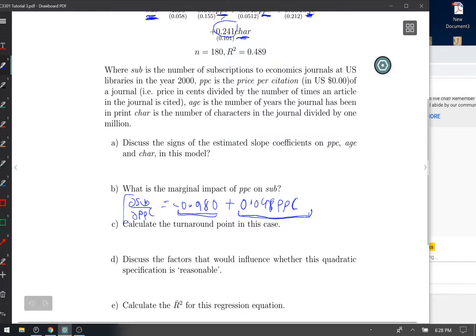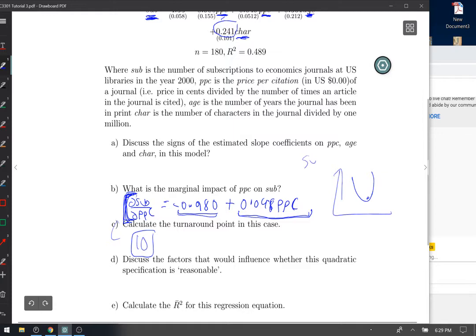It would also say that if price per citation was large enough, eventually the effect of price per citation on subscription would be positive. When this becomes positive, it means that for that level of PPC, the marginal effect of an increase slightly above that is the sign of whatever this is. So when it becomes positive, there's a positive marginal effect. We can see the turnaround point is where after PPC of 10, this will start to get higher. So the turnaround point is 10, namely it's the trough of the curve.